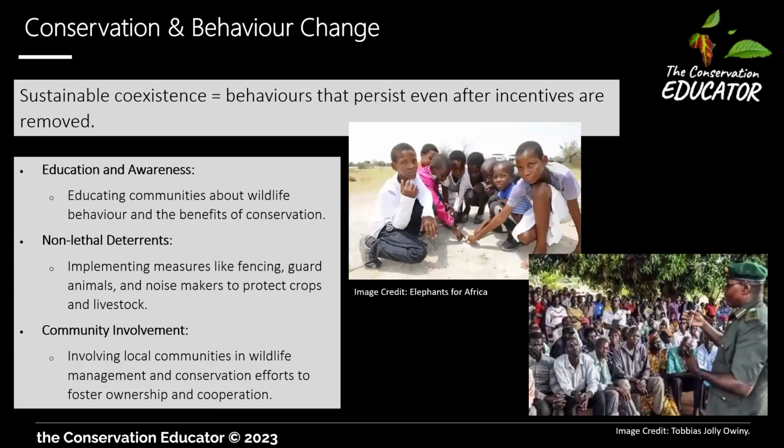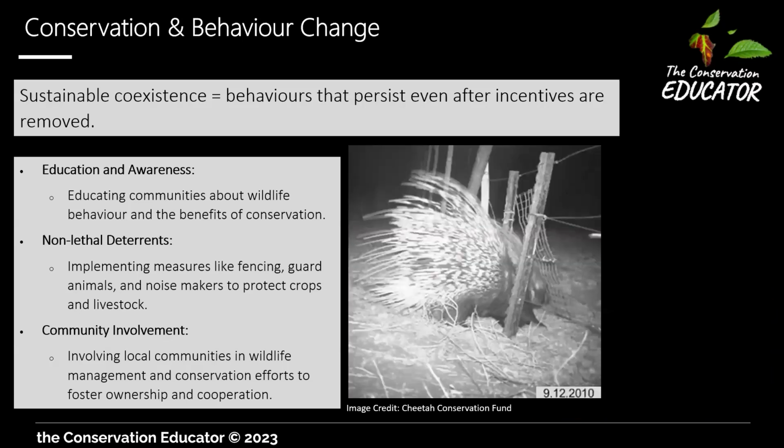Okay, so education and awareness. This is taking communities into wildlife areas, but also helping people to understand why a healthy planet approach is important, why we need biodiversity to help where we are. We spoke about non-lethal deterrence. You can see here they've got an electric fence around the field, but there's a one-way gate. So that porcupine could not come in from the other way, but it can get out through that way in case it gets trapped in the field.